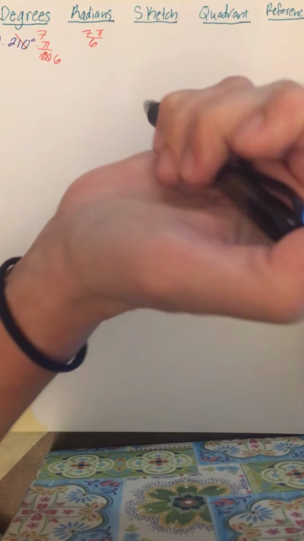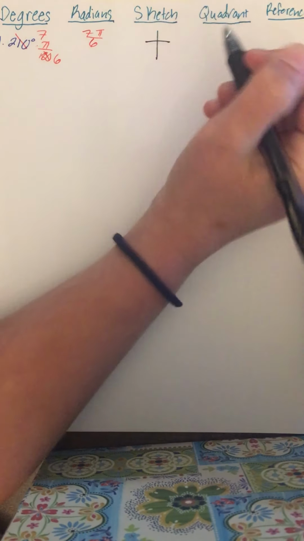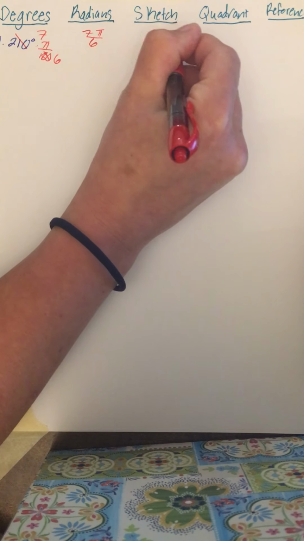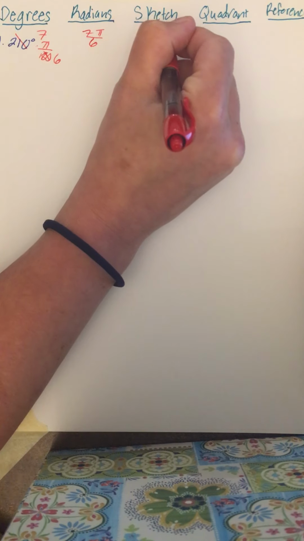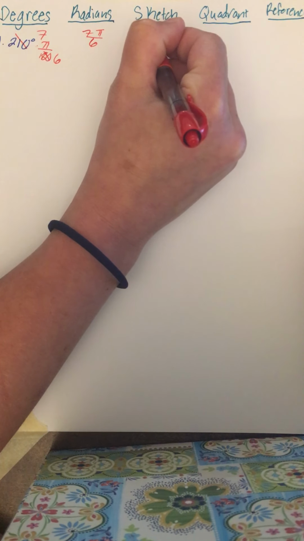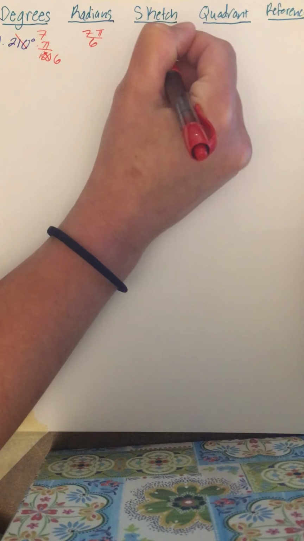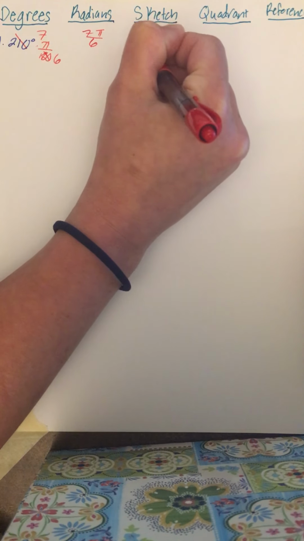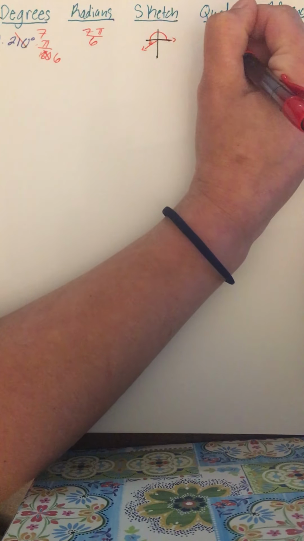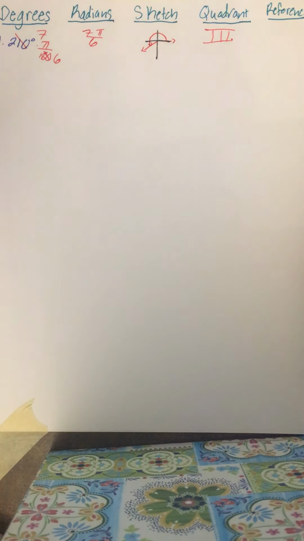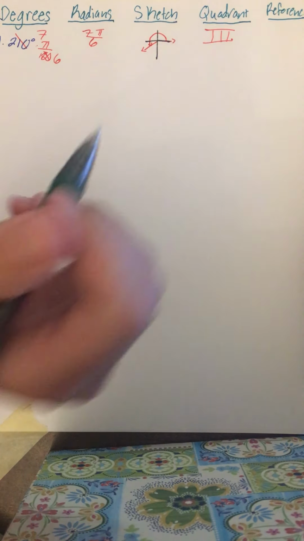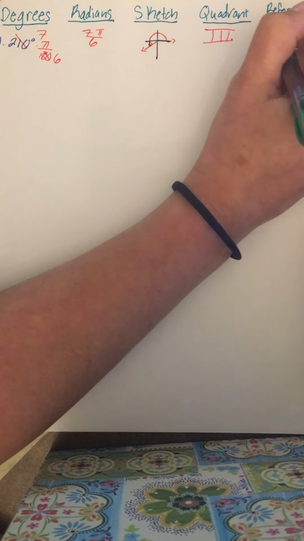If we want to create a sketch, we will start our initial side on the x-axis, and we're rotating 210 degrees. So that would be 90, 180, and then 30 more to 210. That puts us in the third quadrant. And our reference angle, remember the reference angle is the acute angle formed by the terminal side of your angle and the x-axis right here. So reference angle would be 30 degrees.